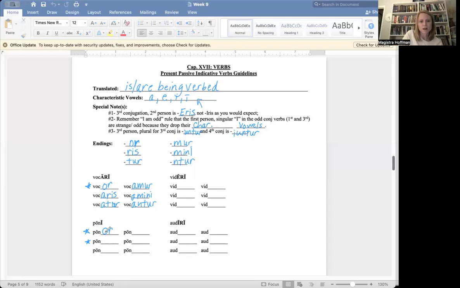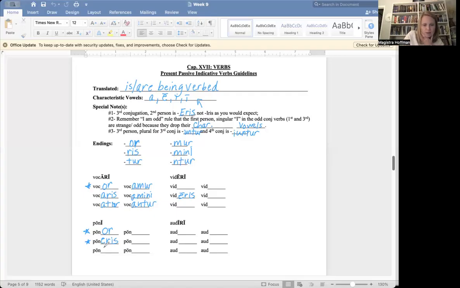So it would be an I plus ris, but it's not. It is an E. It's different. Poneris. Okay. And actually, I forgot about this when I said it earlier. This E here keeps a macron. So the difference between this one and this one is going to be that it has an E with a macron. Aris. Okay. All right.